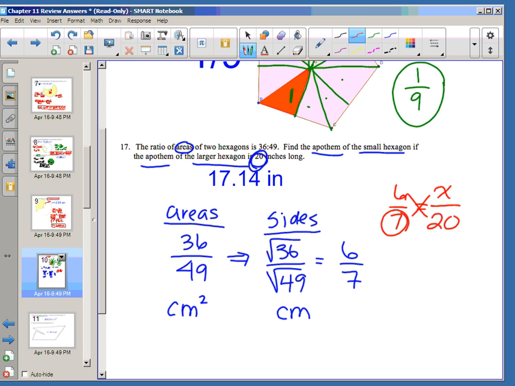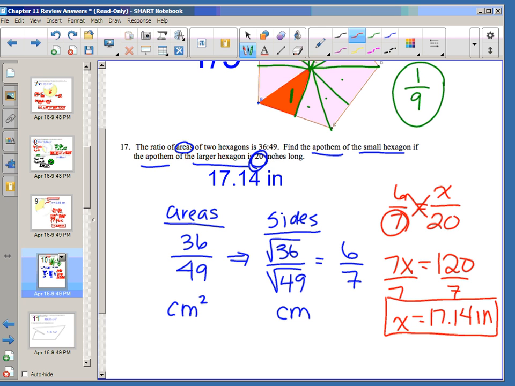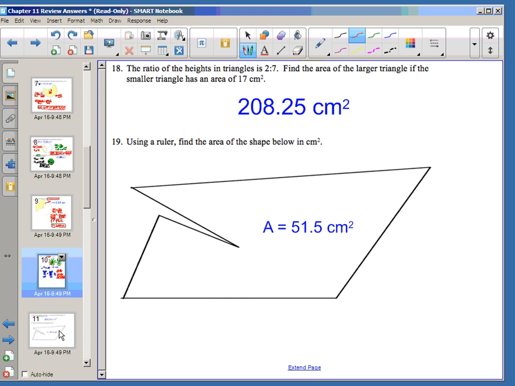So when I cross multiply, I get 7x equals 120. Divide by 7. X is going to equal 17.14 inches. Now always check, okay, did it ask me to find the smaller apothem or the bigger one? It asked me to find the smaller one. So that's smaller than 20, so it makes logical sense that that's my answer.